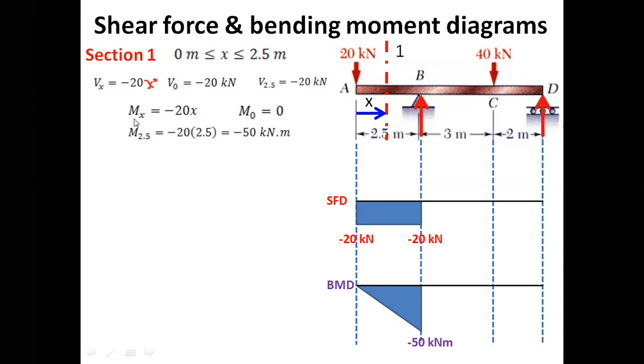And if you look here, the degree of the equation is 1. So if we plot this equation, it must be a linear line. So from this point to this point, I'm drawing a linear line. This is actually the bending moment distribution from point A to point B.